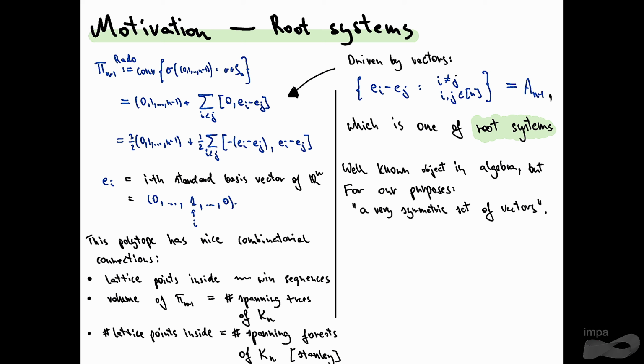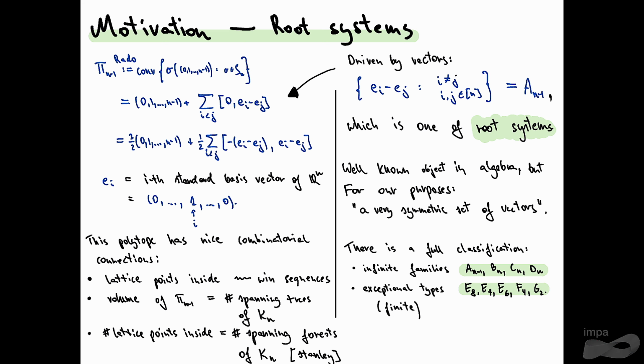Okay, and for our purposes, we can think about root systems as just very symmetric sets of vectors. If you draw this set of vectors in space, it turns out that it's closed under many symmetries, so it has very nice geometry. Okay, so there is some connection: from tournaments to permutahedron, from permutahedron to root systems. But there are more root systems.